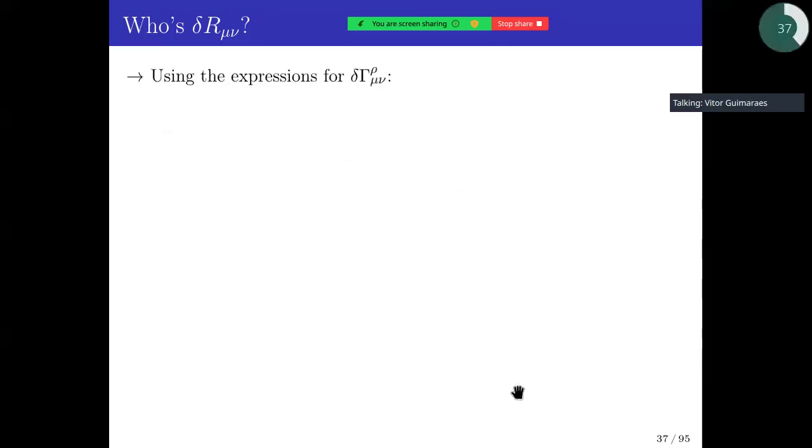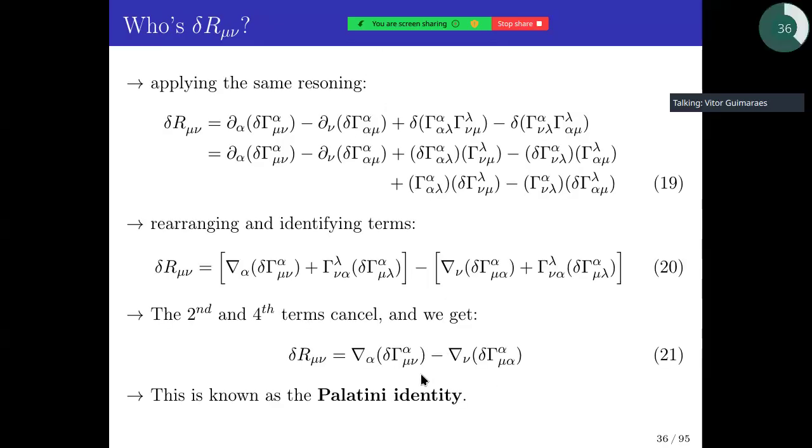But okay, so let's go. So using these expressions here, because now what we're going to do is substitute these terms here. We simplified a little from here to here, right? And now what we're going to do is take the expression that we obtained for the perturbed Christoffel symbols and substitute it here.